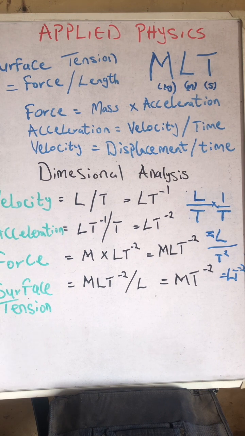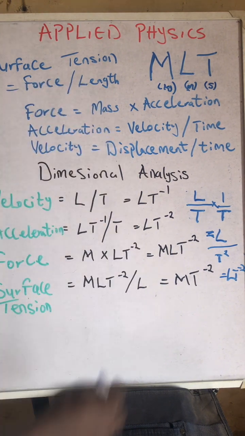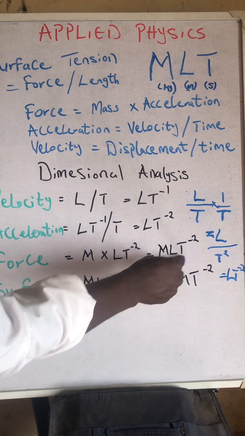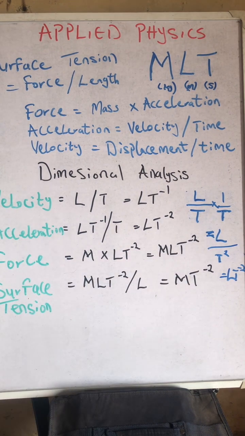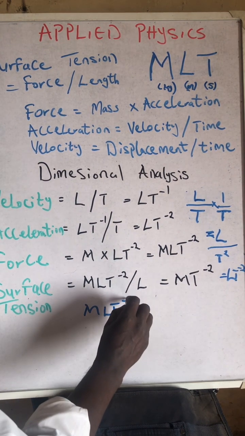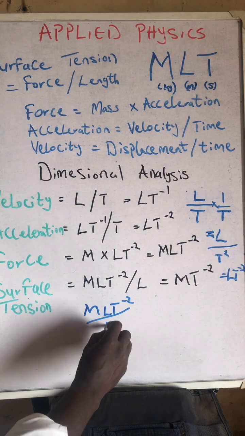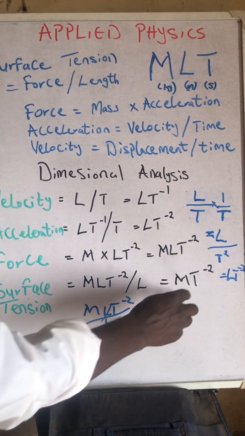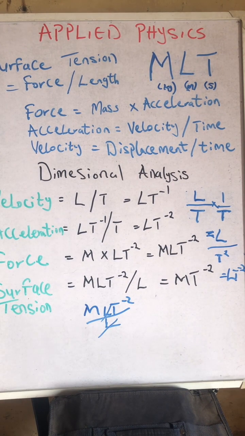So now the surface tension. Surface tension is equal to force over length. Now we have the dimension for force, which is MLT raised to the power minus 2. So it will be MLT raised to the power minus 2 all over length. So length, L here, will cancel L. So we are left with MT raised to the power minus 2.